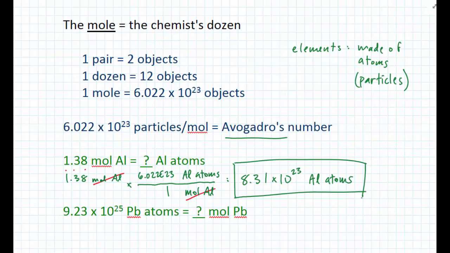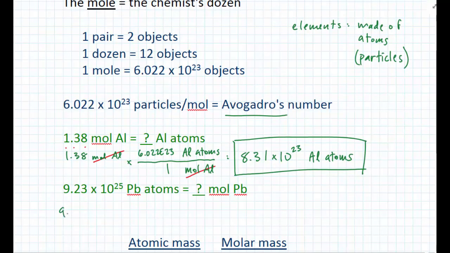Okay? So why don't you set up this one right here. Start with 9.23 times 10 to the 25 lead atoms. Why don't you set that up and see if you get an answer?